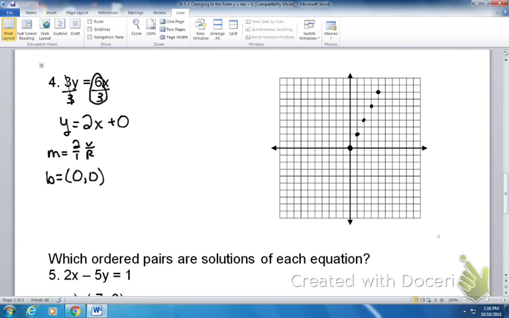Or I could do the opposite and go down 2, left 1, down 2, left 1. Notice it continues the streak. I'm going to connect those together, and there's my line. So guys, again, that's a lot like what we did yesterday. You have got to be able to solve for y.